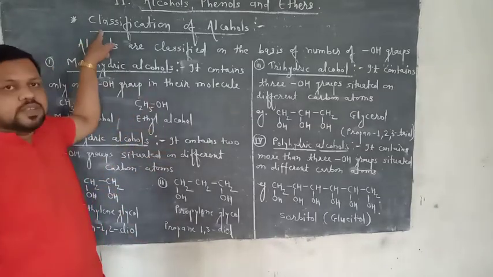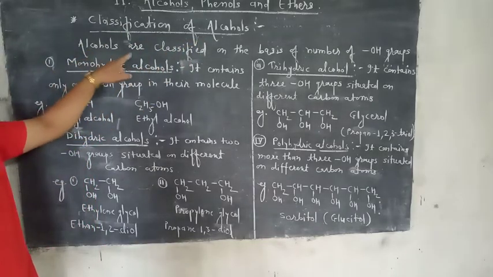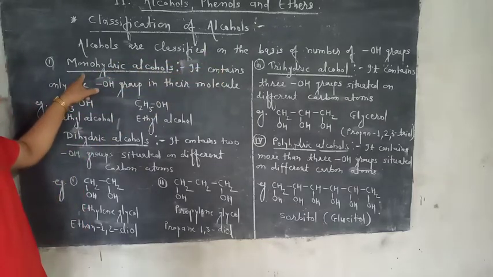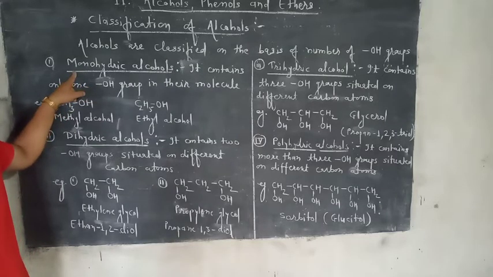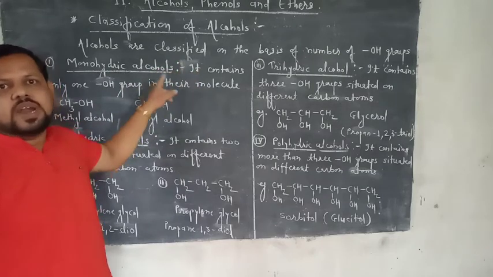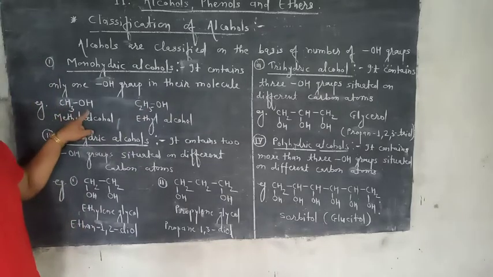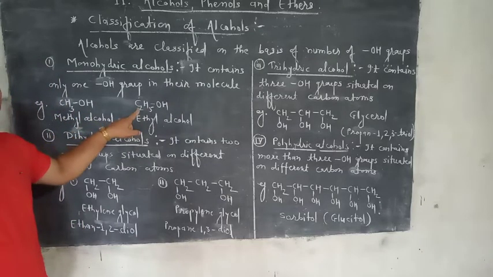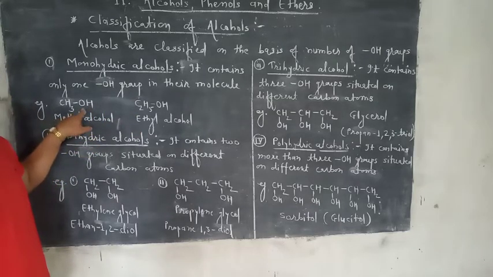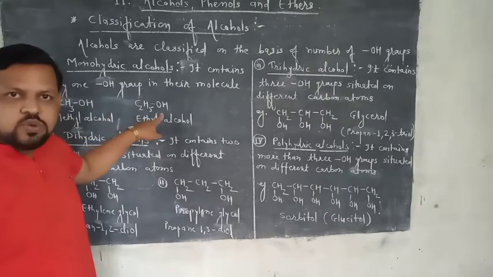Then we will discuss the classification of alcohols. This classification of alcohols depends on the number of hydroxyl groups. There are four classes of alcohols. First is the monohydric alcohols. A monohydric alcohol contains only one hydroxyl group in its molecule. For example, CH3OH and C2H5OH. CH3OH is methyl alcohol, in which only one hydroxyl group is present. In the case of C2H5OH, there is also only one hydroxyl group.